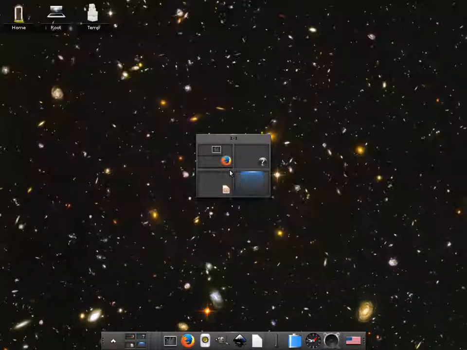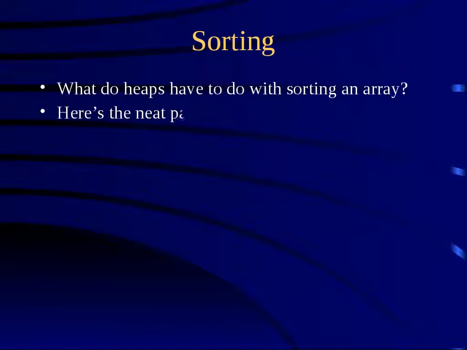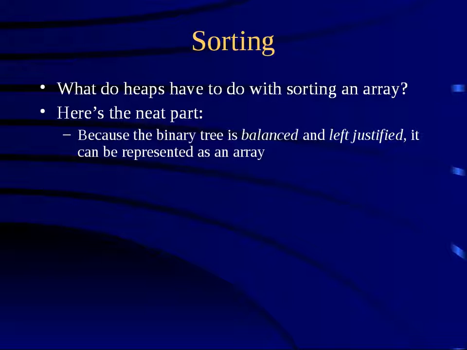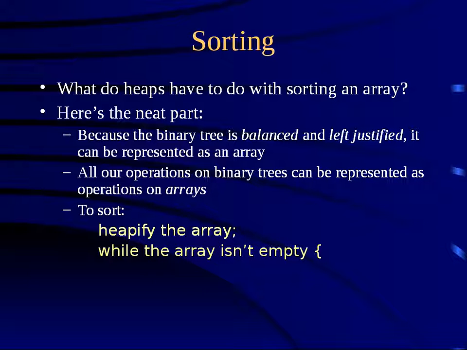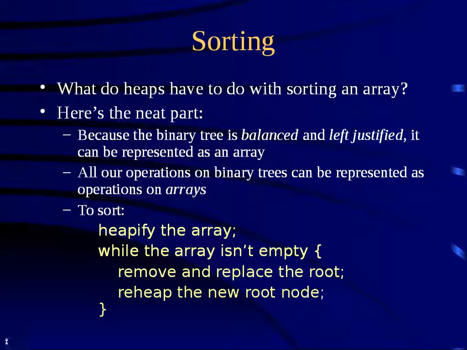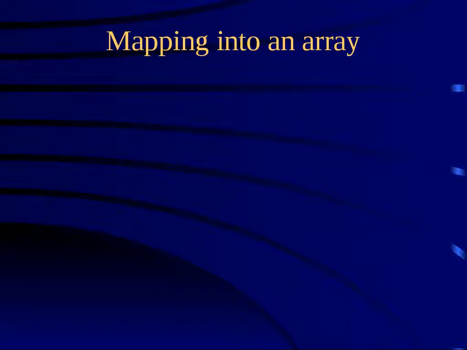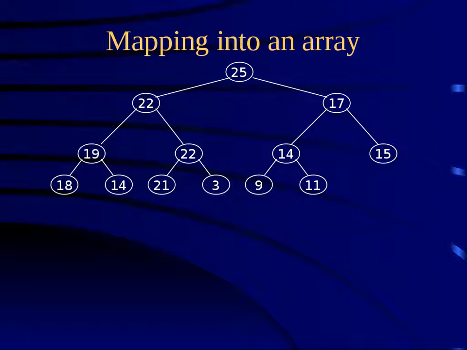Any questions about that? All right. How do we code that? Carefully. Because the binary tree is balanced and left justified, it can be represented as an array. Our operations on binary trees can be represented as operations on arrays. To sort, heapify the array. While the array is not empty, remove and replace the root, and reheap the new node. That's just what we did. So mapping it to an array.